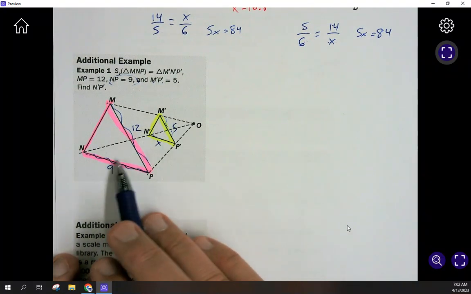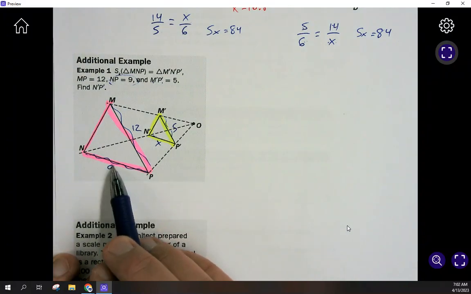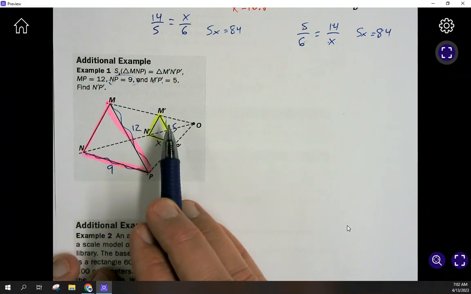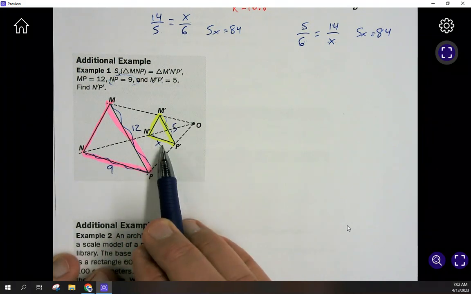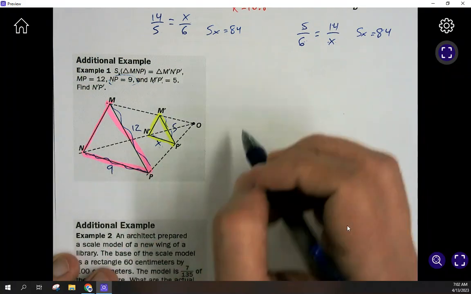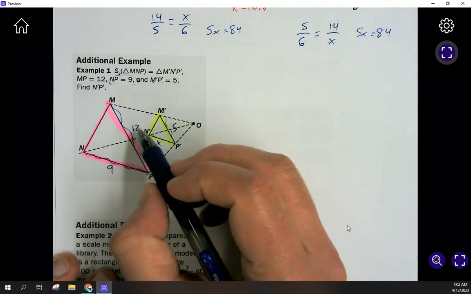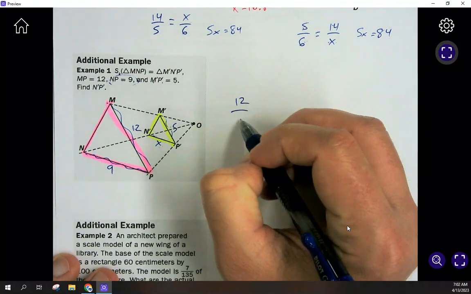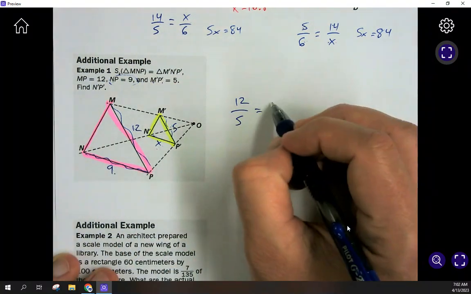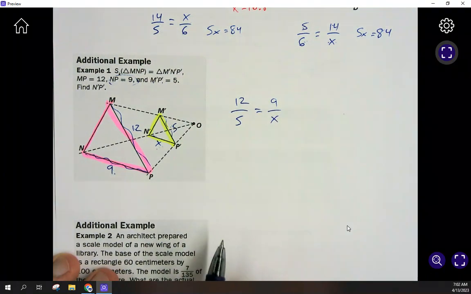Again, like I said, lots of ways to do it. I can say 9 compares to 12 the same way x compares to 5. I can say 12 compares to 5 the same way 9 compares to x. Just make sure your comparison matches up your corresponding sides correctly. So I'm going to go 12 to 5. Those are my matching sides. 12 became 5. So 9 is becoming x.